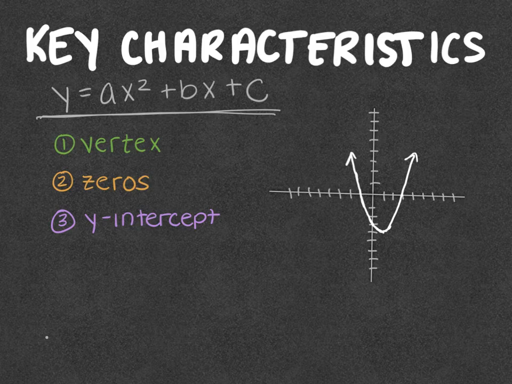So before we sketch quadratics, let's go over the key characteristics. The vertex is always going to be the minimum or maximum point. On this graph over here, our vertex is at (1, -4).